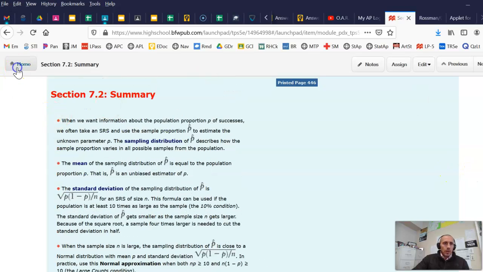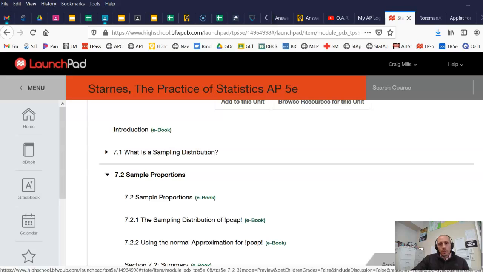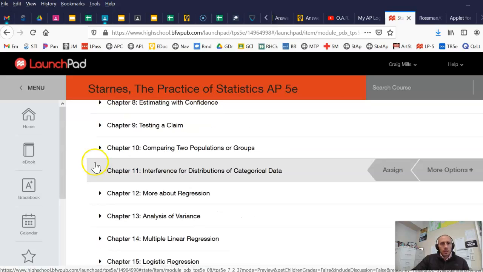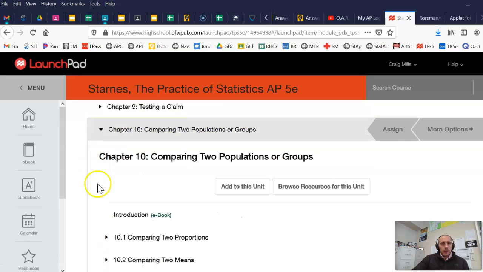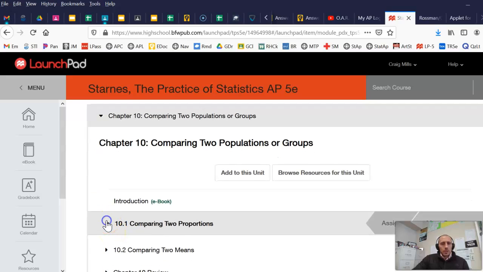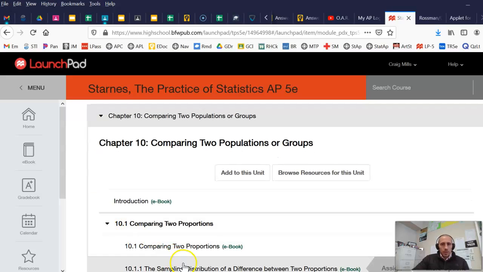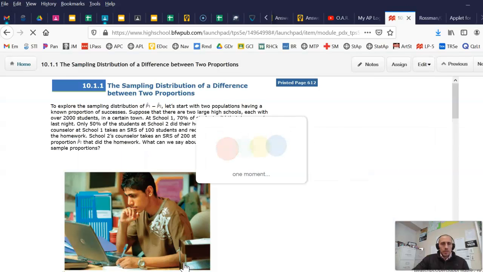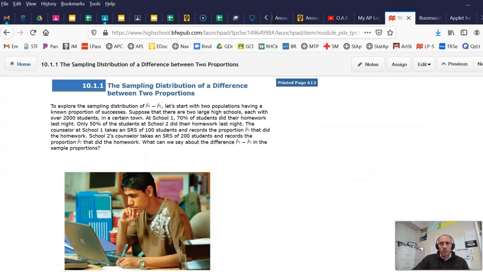All right, there's one more part of this section that's actually from chapter 10 that I want to talk about. It's when you have two proportions that you're comparing, and we look at the simulated or the sampling distribution for two proportions.